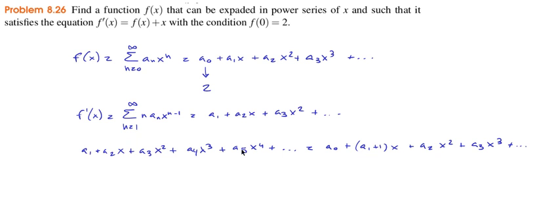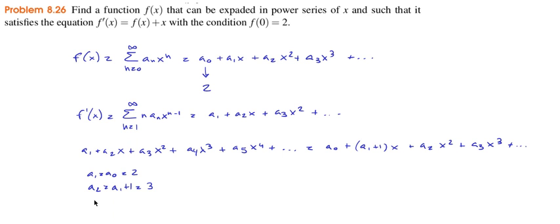These two are polynomial expressions. If they have to be true for every x, that means that the coefficients have to be the same. So a1 has to be equal to a0, which is 2. Now a2 has to be equal to a1 plus 1, which is 3.